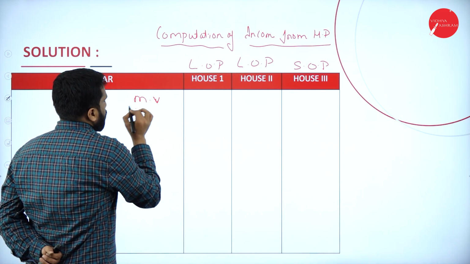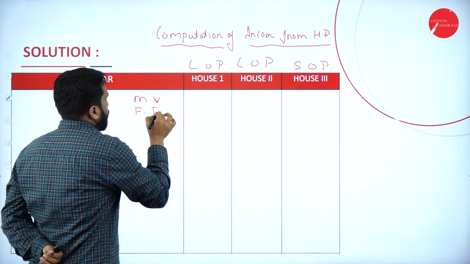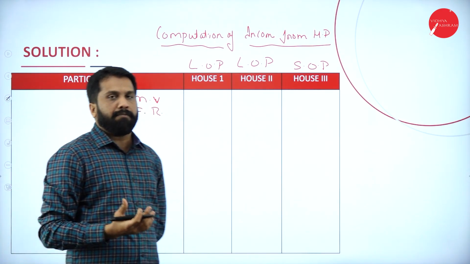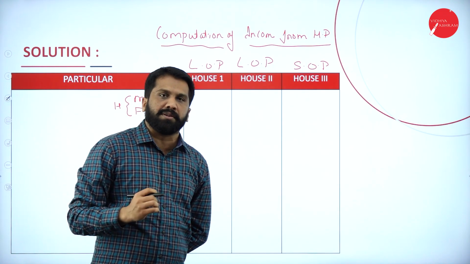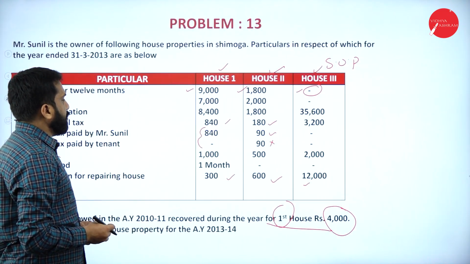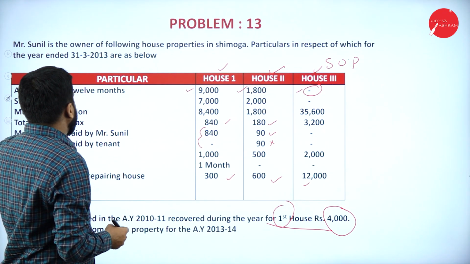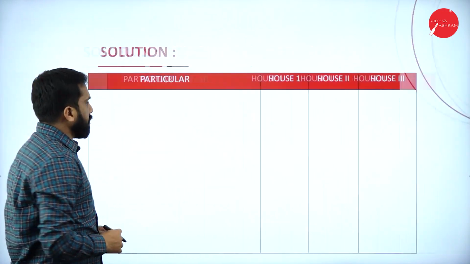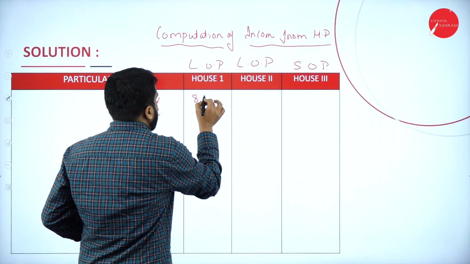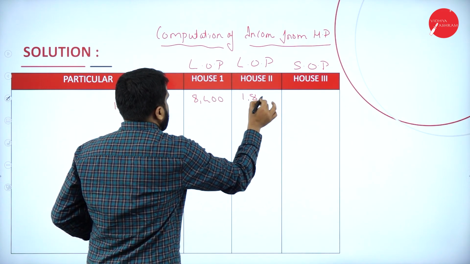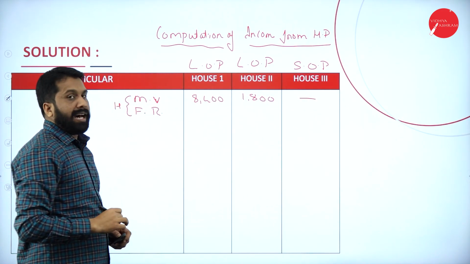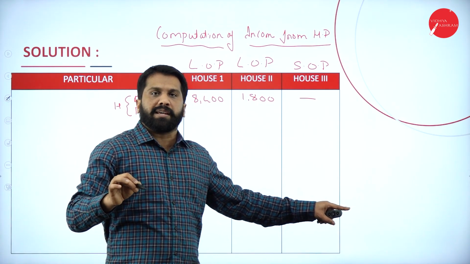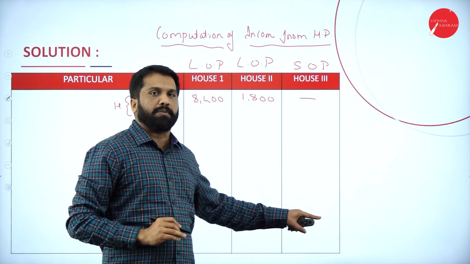Municipal valuation or fair rent, whichever is higher, we are supposed to take. What is your municipal value? I'll go back. Your municipal valuation is 8,400 and 1,800. We will not consider the last house. Even though it is mentioned in the question, actual rent is not there. We have to assume that it is self-occupied.